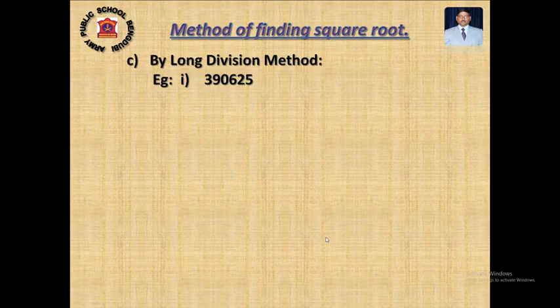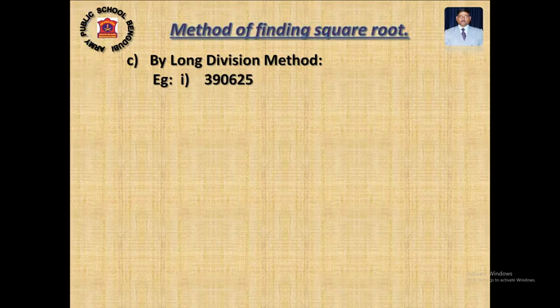Now I am discussing the long division method. Suppose in the long division method you would like to find the square root of a big number. When the number is very big, we have to follow the long division method, because when a number is big, it is very difficult to find the factors and by which number it will be divisible. For this you need to remember the divisibility rules also. So the best way to find the square root of a big number is the long division method.